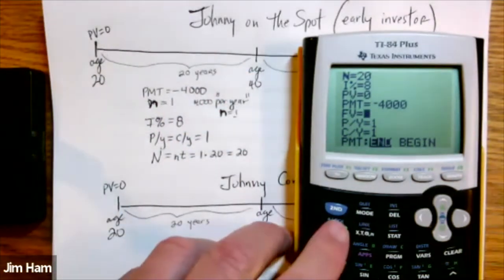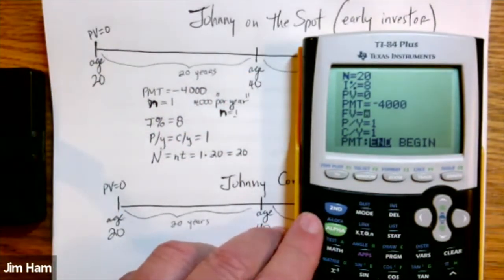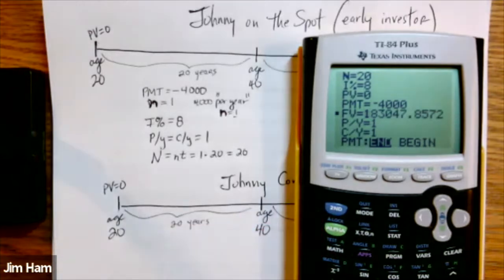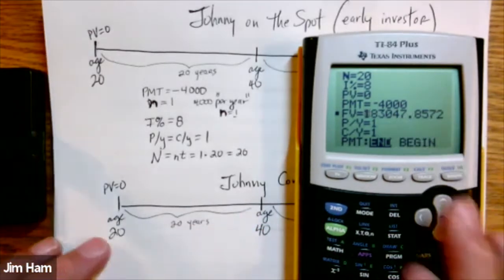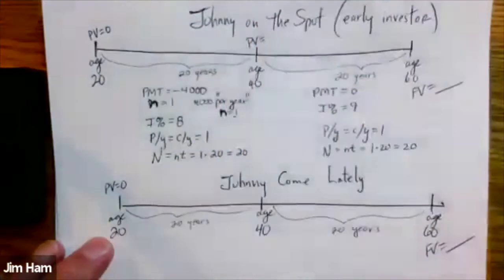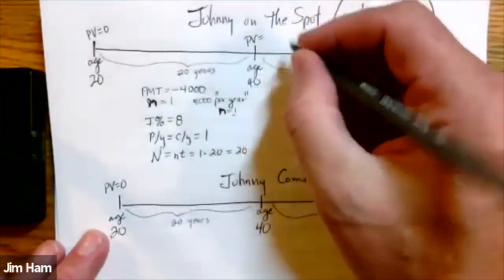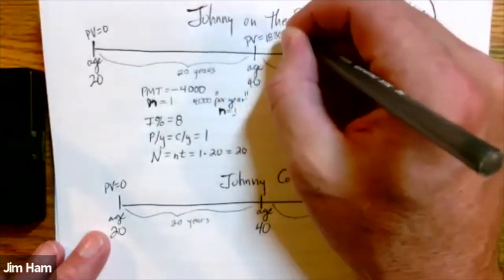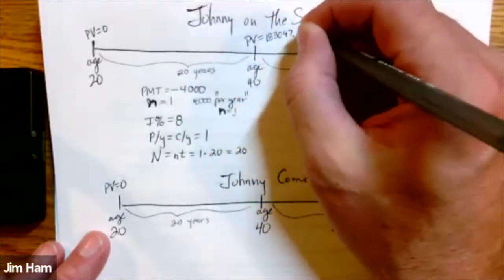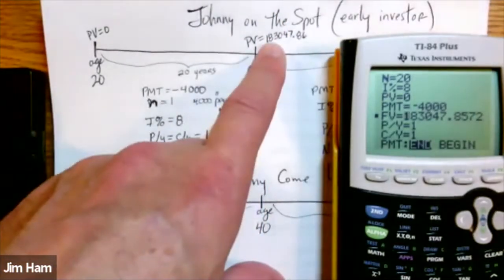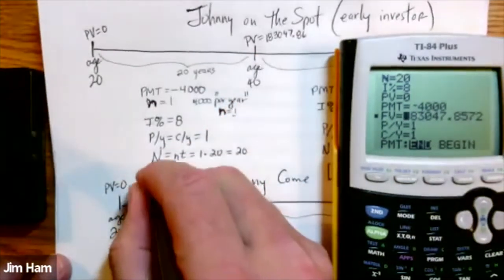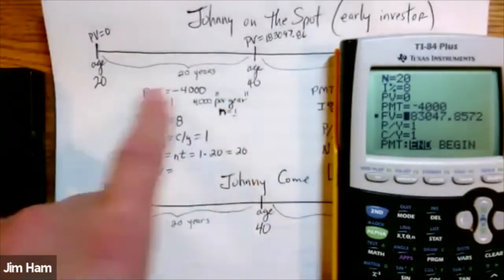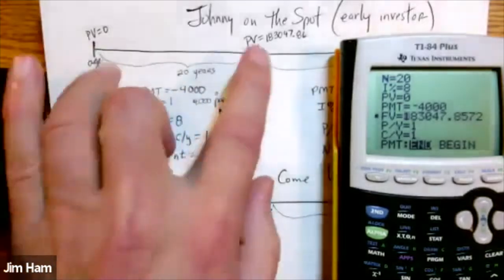So we're going to calculate this using the Alpha Solve. And you can see that they're like $183,000. So the value of this investment is 183,047, and we'll say 86. This is the present value when the second 20 years begins, but it's actually the future value of this first half of the problem.